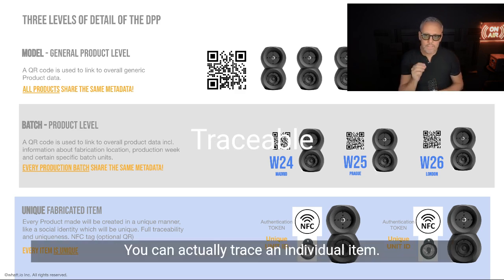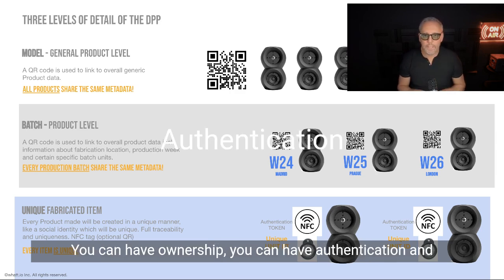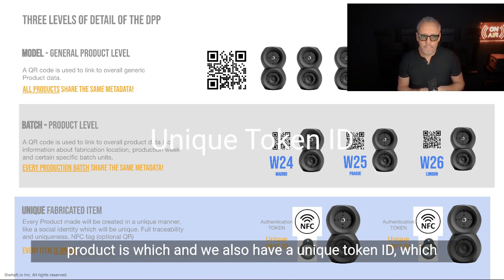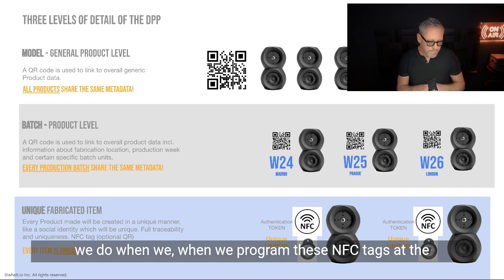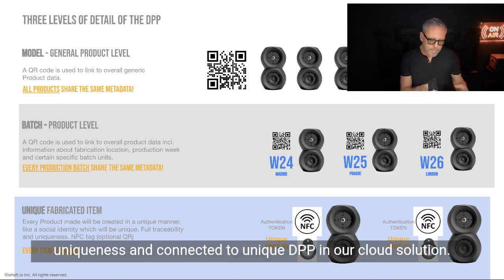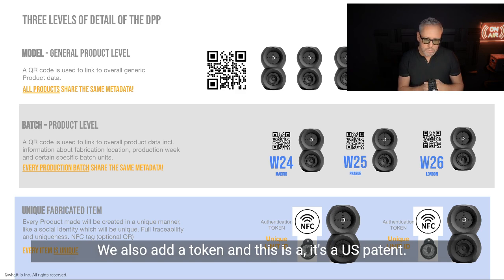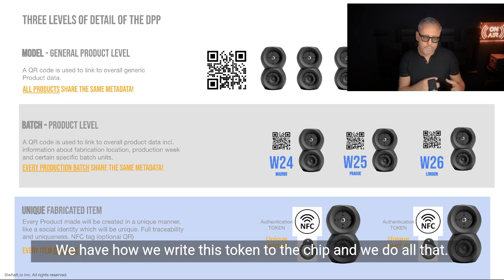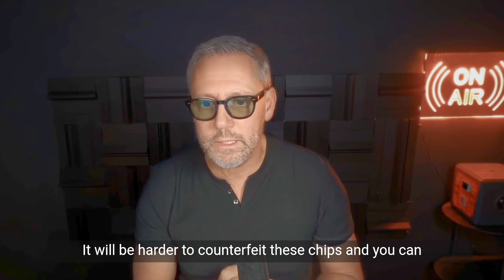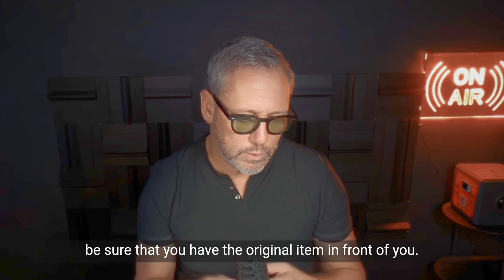You can actually trace an individual item. You can have ownership, you can have authentication and these kind of things because you actually know which product is which. And we also have a unique token ID, which we do when we program these NFC tags at the factory for different type of brands, and they get their uniqueness and connected to a unique DPP in our cloud solution. We also add a token, and this is a US patent we have, how we write this token to the chip. And we do all that so it will be harder to counterfeit these chips, and you can be sure that you have the original item in front of you.